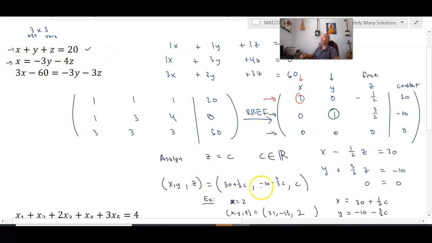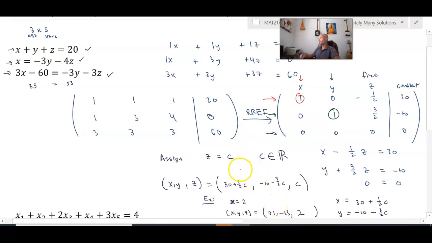x has to equal negative 3y minus 4z, so negative 3 times negative 13 is 39. Negative 4 times 2 is negative 8. 39 minus 8 is 31, the value of x. So that checks out. And finally, 3x minus 60, so 3 times 31 minus 60. 3 times 31 is 93. 93 minus 60 is 33. Negative 3 times y, negative 3 times negative 13, is positive 39. 39 minus 3 times 2 is 33. And so we get 33 equals 33, a true statement. So for that third equation, we have equality as well. So at least for z equals 2, we've done well.